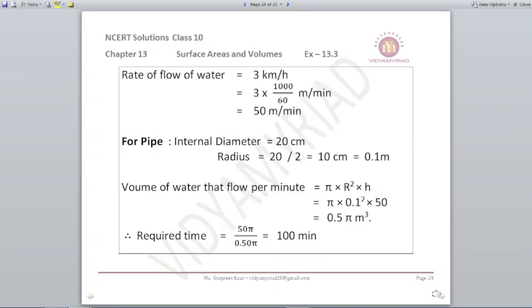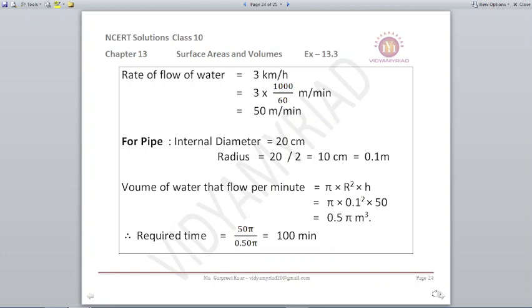Now rate of flow of water is given to us is 3 kilometers per hour. We need to calculate in minutes, meters per minute. So it will be 3 into 1000 upon 60, which comes out to be 50 meters per minute. So now according to the pipe dimensions, we are given internal diameters 20 centimeters. So radius will be 10 centimeters. Since it is in centimeters, we need to convert it into meters, which will be 0.1 meters.